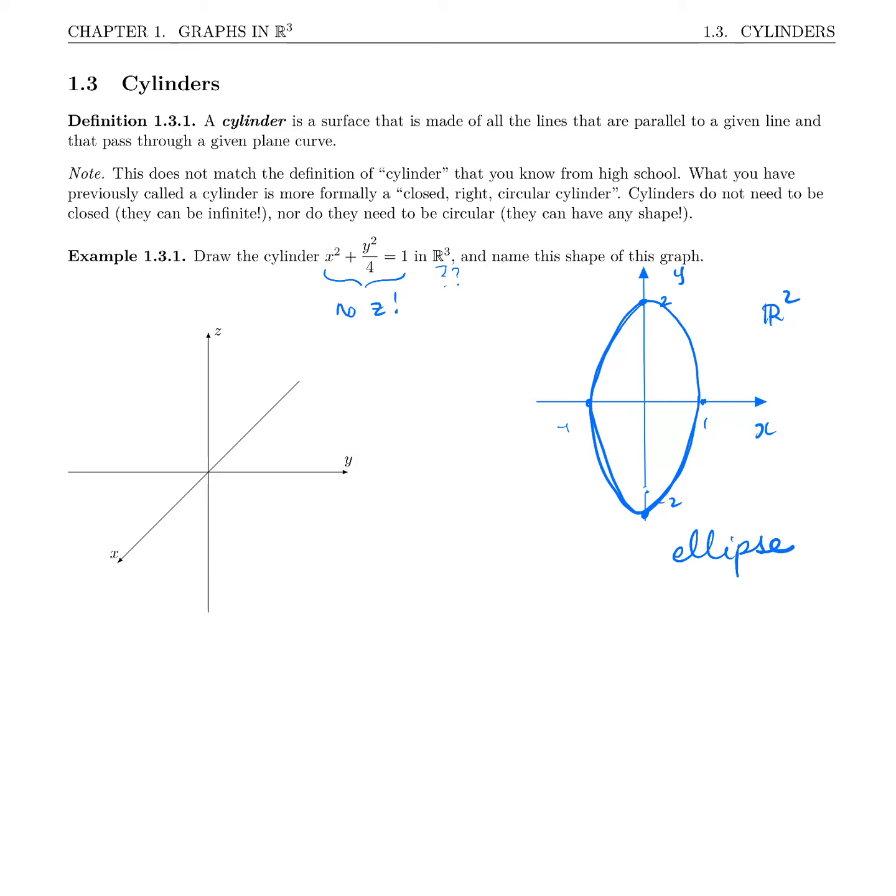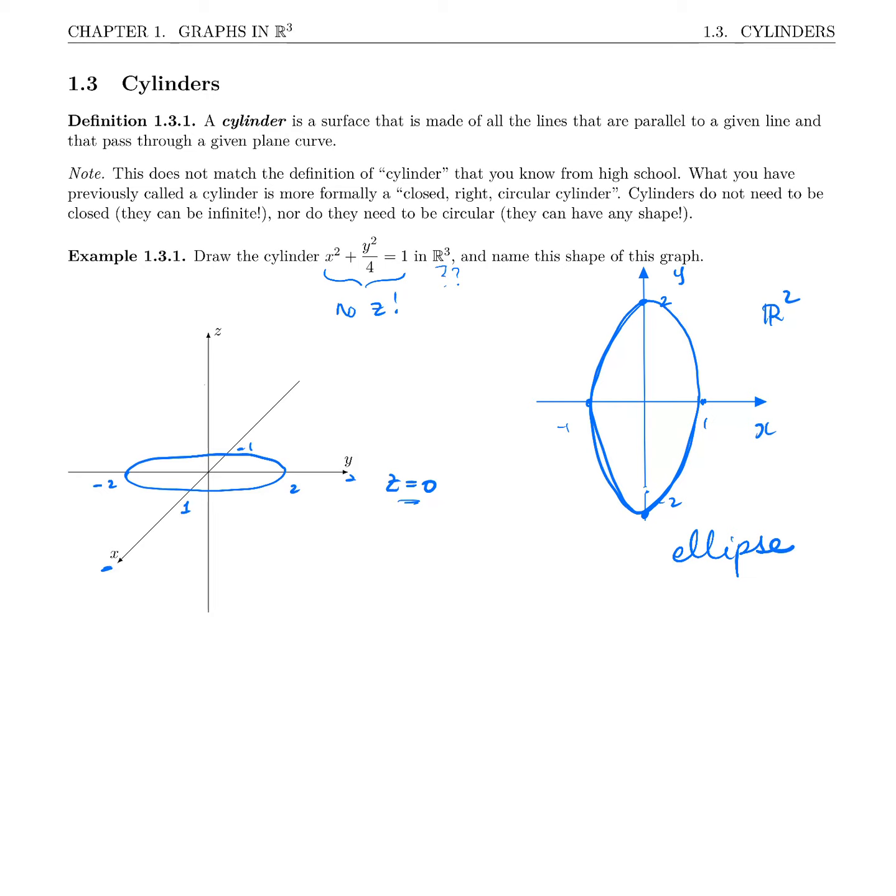Well, if we want to embed this in R3, we've got an x-axis and a y-axis right here. So if we embed this in the plane where z is equal to 0, in the xy plane, we could draw our ellipse here, where this is minus 2 and 2, and this is 1 and minus 1. Now that's where z equals 0. So what about the other z values?